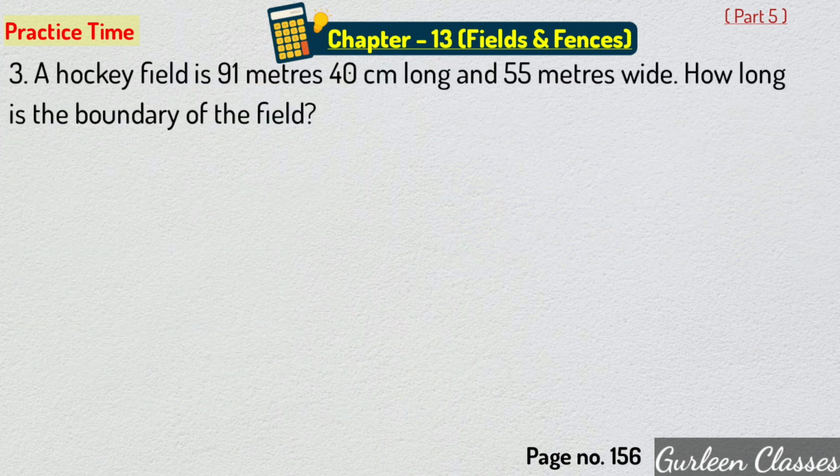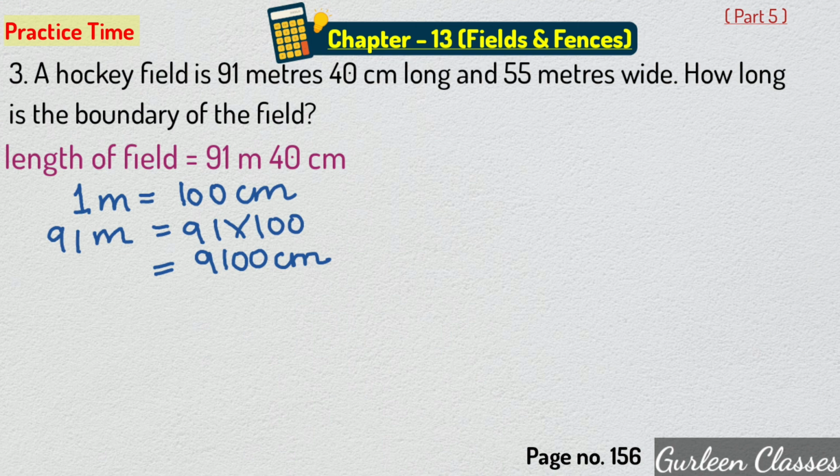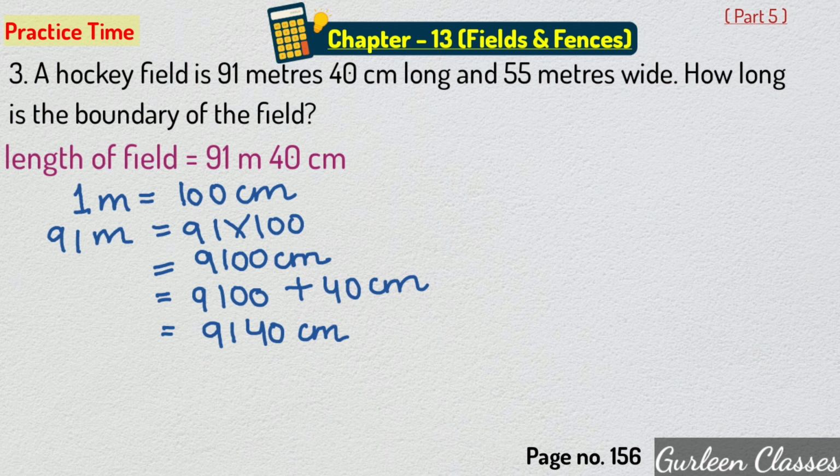Question number 3 in your book, page number 156. A hockey field is 91 meter and 40 centimeter long and 55 meters wide. How long is the boundary of the field? So students, here the length of the field is given as 91 meter and 40 centimeter. We know 1 meter is equal to 100 centimeter, so 91 meter will be 9100 plus 40 centimeter. So we will add, 9140 centimeter.